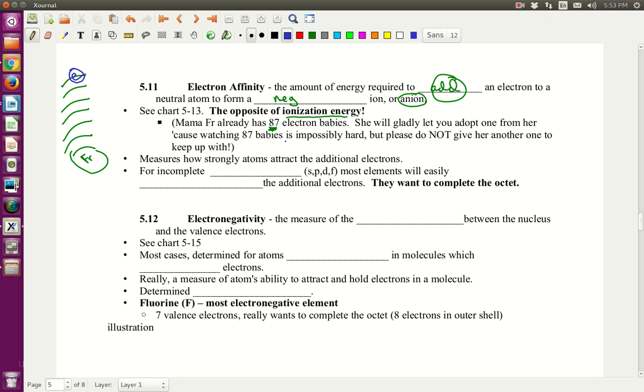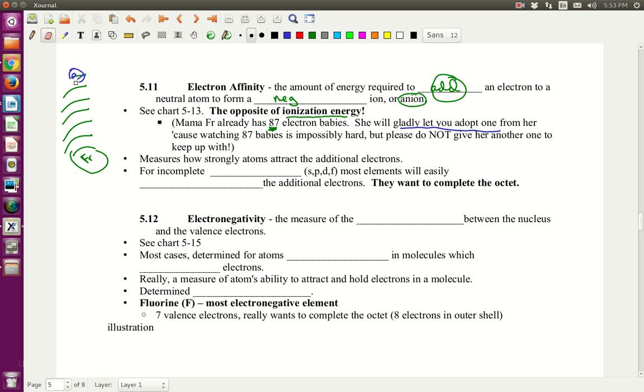Now, is it easier to remove one electron or gain 7 more? Remember, we want that octet. Well, it's easier to remove it. Because it's easier to remove it, she will gladly let you adopt one of her babies, because really, she does not want any more. She's already got 87. Do not make her have 88. If you take one, now she only has 86. In fact, if you take one, she loses that 7th energy level.